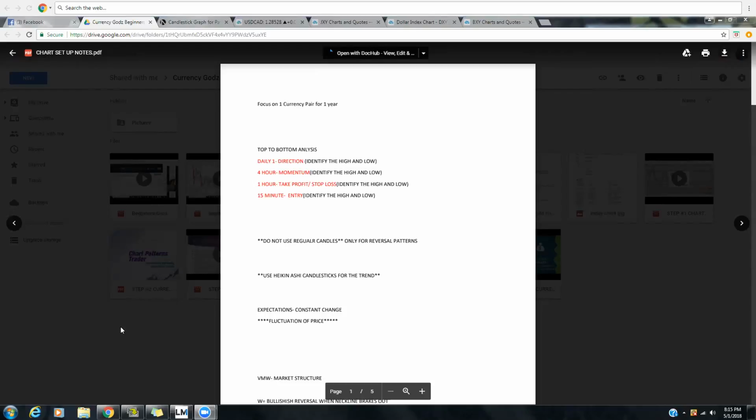Then you want to look at your 4-hour chart, and we use our 4-hour chart for momentum. We use our 1-hour chart for take profit and stop loss. So that's where you decide how much money you are going to make on a particular trade, as well as how much money you are willing to risk on a particular trade. Very important. You never want to risk more than what you gain. And you also want to use proper risk management. You never want to over leverage your account and end up blowing your account. That's not the name of the game. That's not the object of what you are trying to accomplish here.